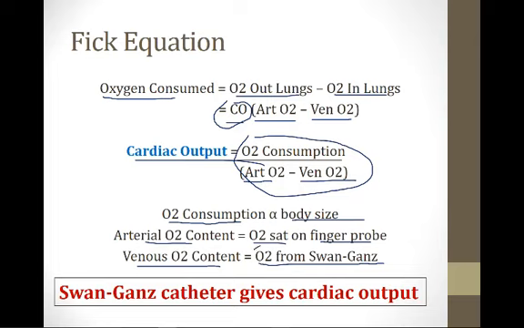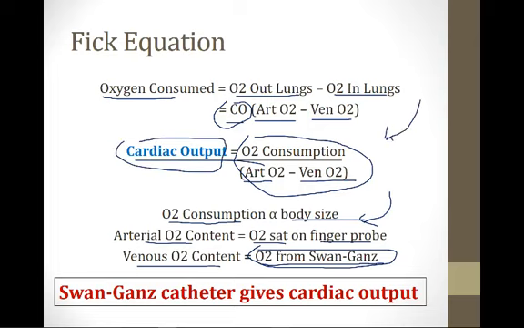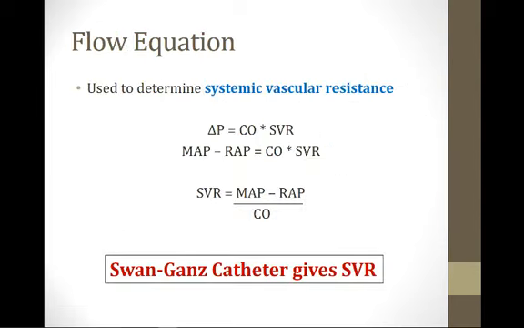So if we obtain this single mixed venous oxygen saturation, these other variables are easy to get. We can plug them all into the Fick equation, and now we get the cardiac output. So what this means is that in addition to the pressures in the heart, the Swan-Ganz catheter also gives us the cardiac output, which is very helpful for determining the etiology of shock. And once you know the cardiac output, you can determine the systemic vascular resistance with the Swan-Ganz catheter.